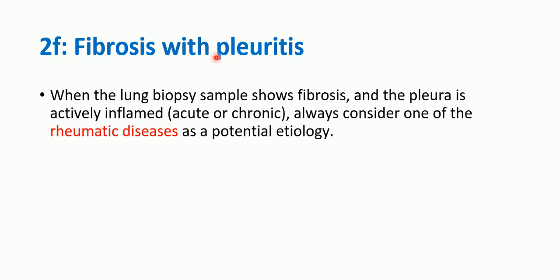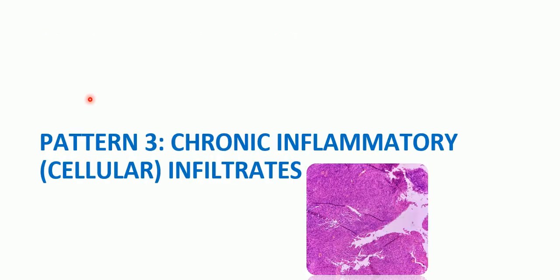2F is fibrosis with pleuritis, when the lung biopsy sample shows fibrosis and the pleura is also involved, commonly seen in cases of rheumatic diseases. So we're done with pattern 1 and pattern 2.